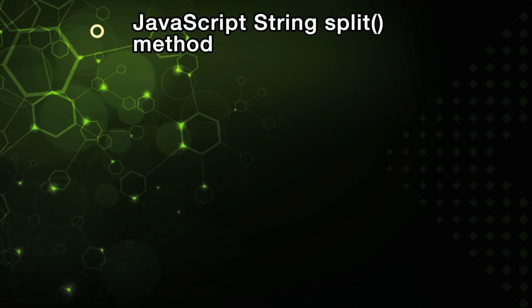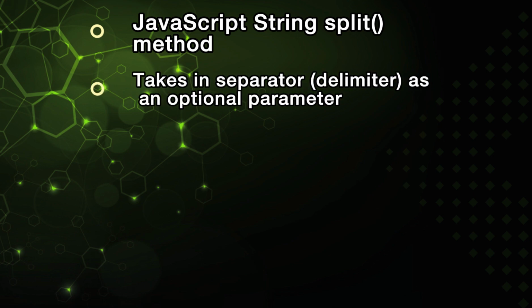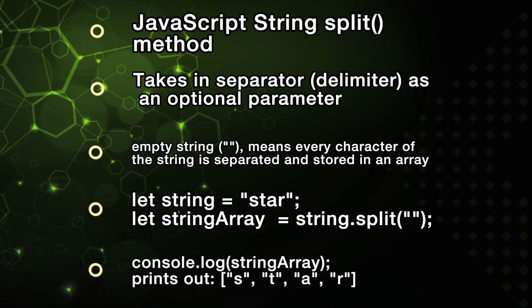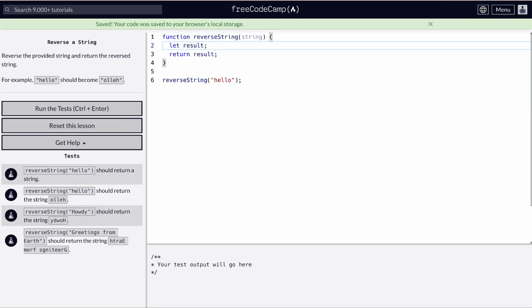The split method can only be called on a string type. It takes in a separator or delimiter as an optional parameter. If the separator is an empty string, then every character of the string is separated and stored in an array. Let's create a variable called string array. This will store our array.